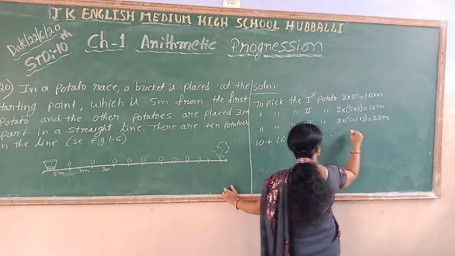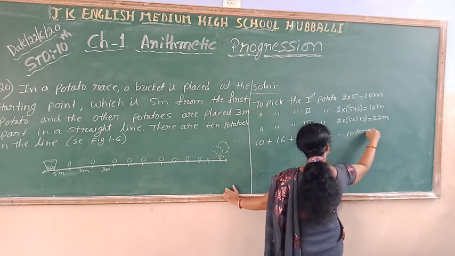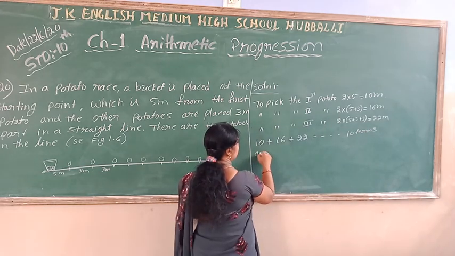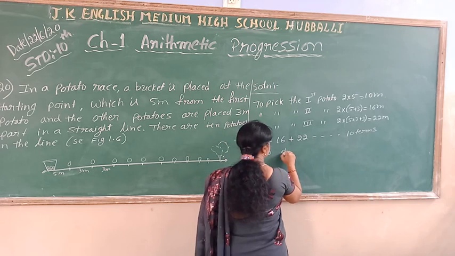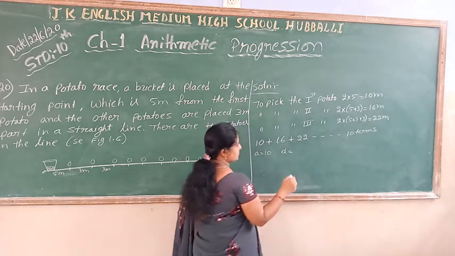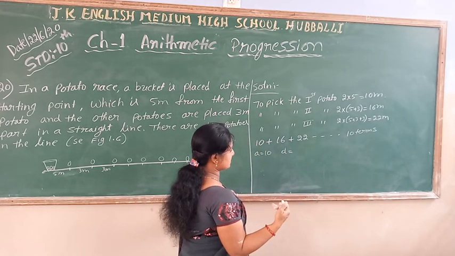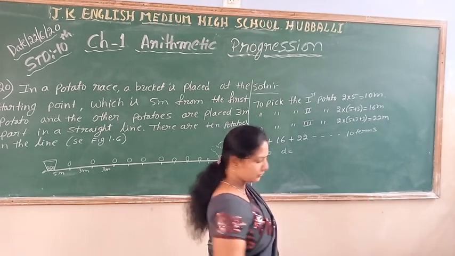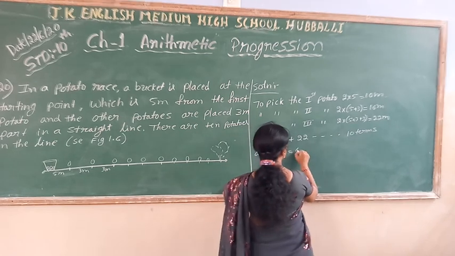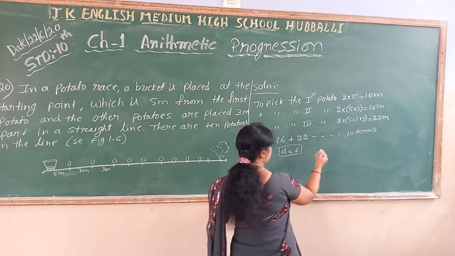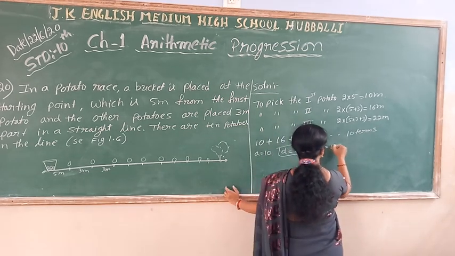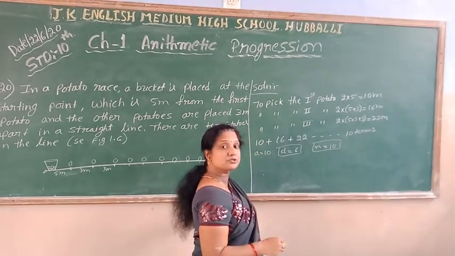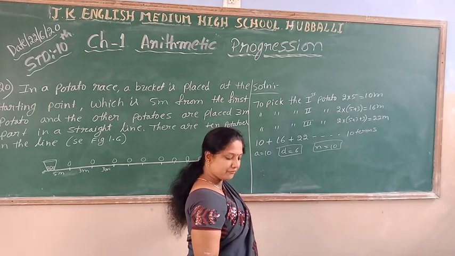How many potatoes are there? 10 terms are there like this way. So by seeing this, a value is 10, d value is 16 minus 10, 6. The d value is 6. We will come to a2, you will subtract this, and the d value will come to 6. Then the number of terms n is 10. So totally how much distance she has to cover, I have to find out Sn.